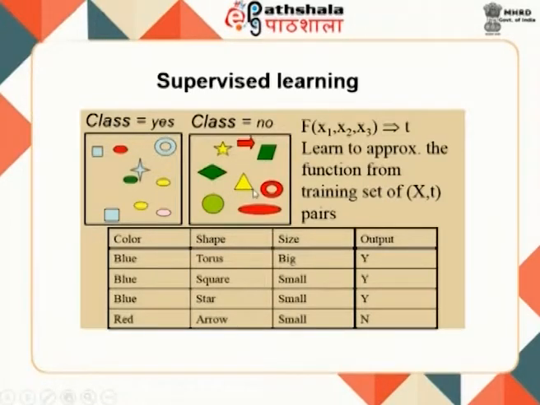So, I have 3 features, color, shape and size, and I have the output. I say blue, torus shape, big, it means it is yes; blue square, small, it means it is yes; blue star, small, it means it is yes. There are 2 classes, yes and no. Red arrow, small, it means no. So, this is what I will give as input.